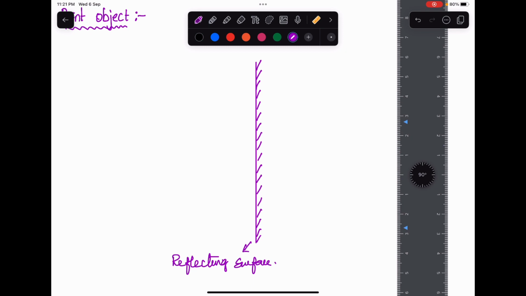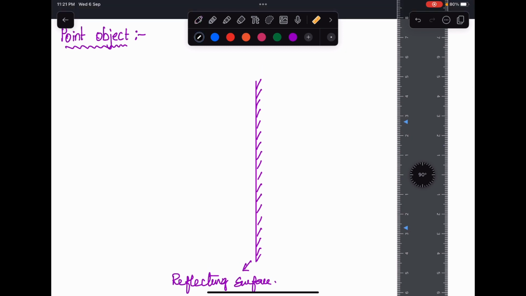So point object, they said, right? So I would like to define the point object as a dot. Say like this, a small dot. And again, this is my point source of light, that is called a point object. So say I would like to represent this one as object with a point O. So this is your object.